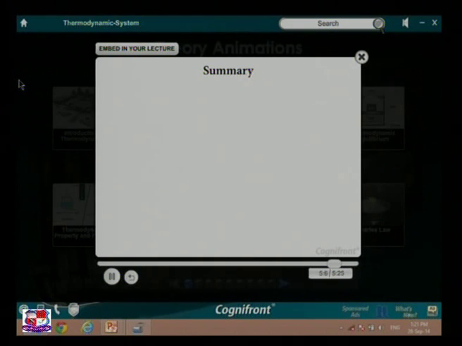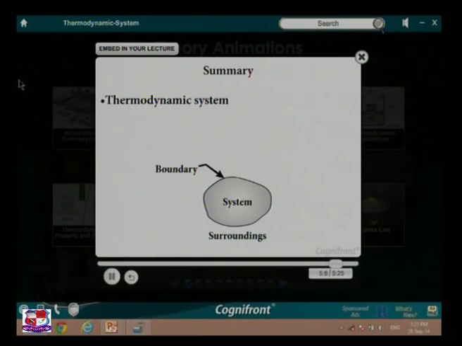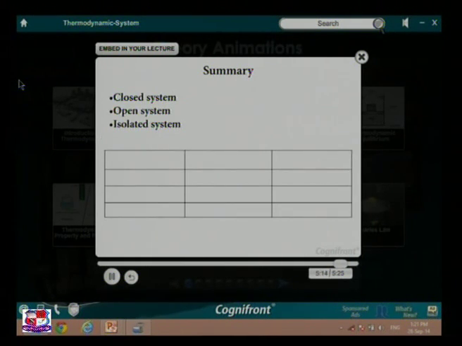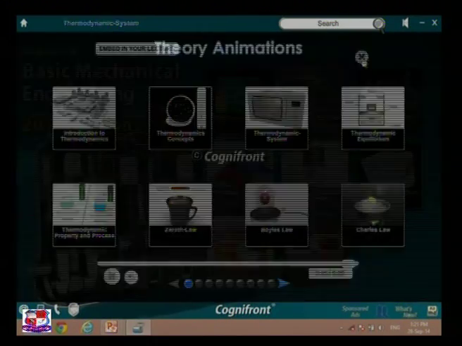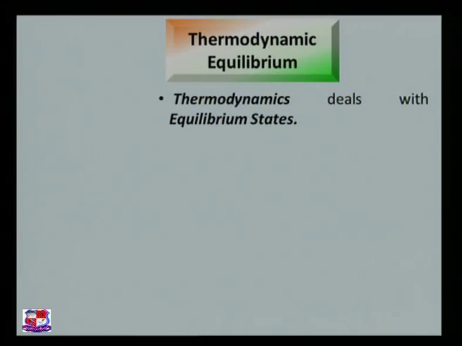So in this session we have studied thermodynamic system, surroundings and system boundaries. We also defined closed system, open system and isolated system. So next is about thermodynamic equilibrium. Let me see what is thermodynamic equilibrium.